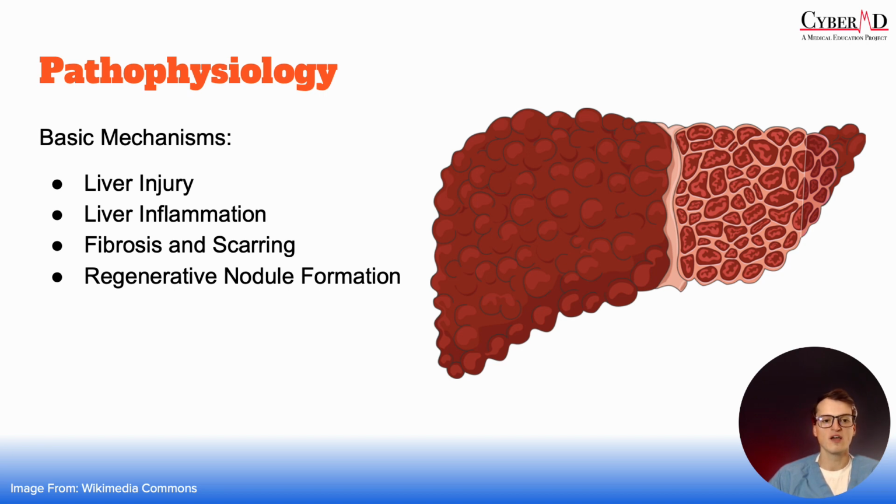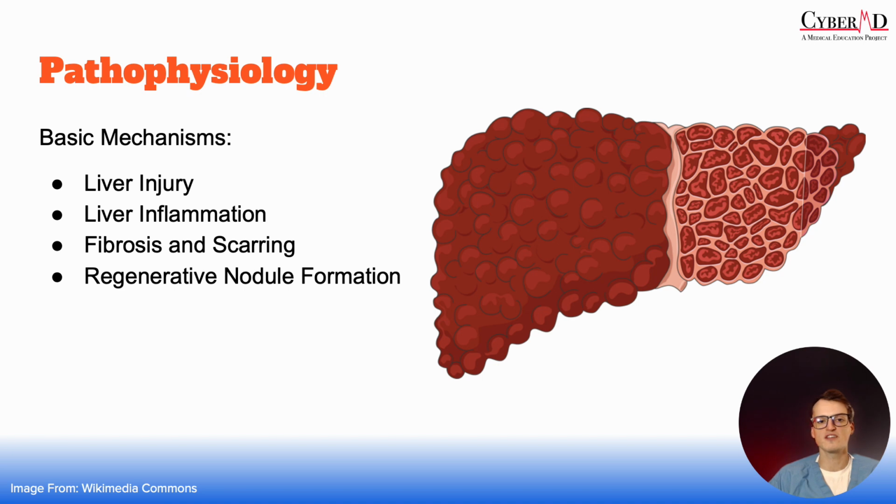And then finally, we would observe regenerative nodule formation. The liver attempts to regenerate by forming nodules of hepatocytes. However, these nodules are irregularly arranged and they're surrounded by fibrous bands, which is going to lead to the distortion, again, of the architecture and therefore the function of the liver itself, which is going to be characteristic of cirrhosis.